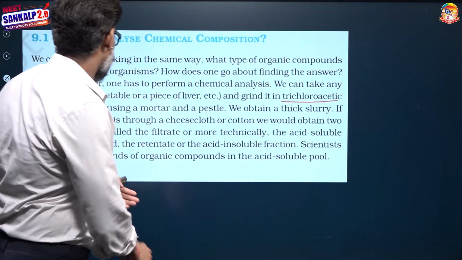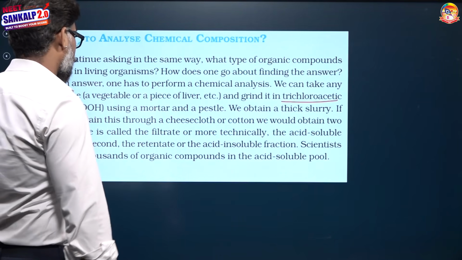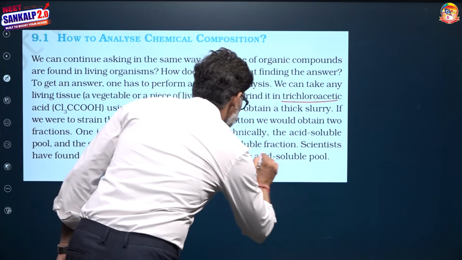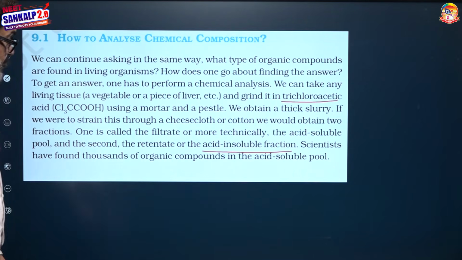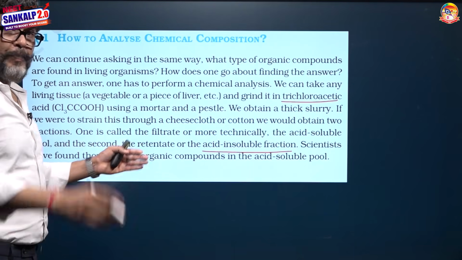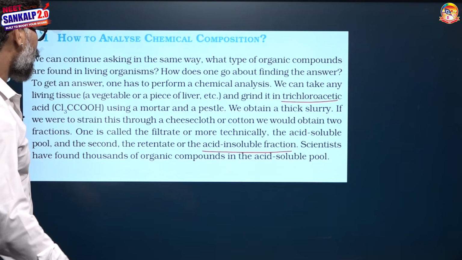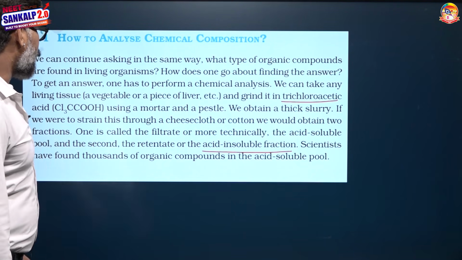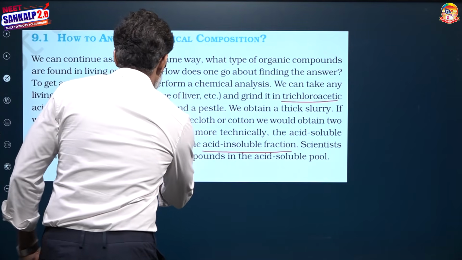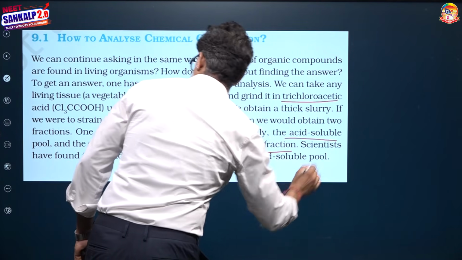Acid insoluble fraction means the part which is retained in the cotton or cheesecloth. The other one is called the filtrate, or technically the acid soluble pool.